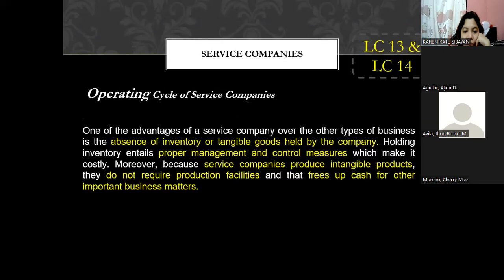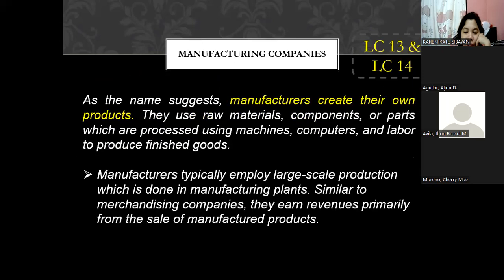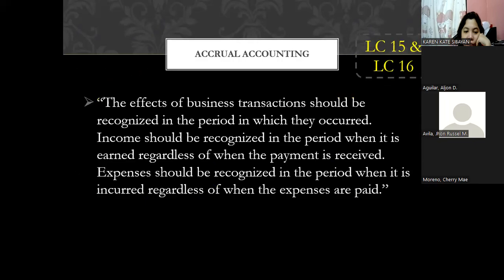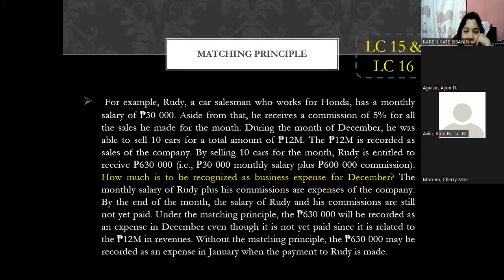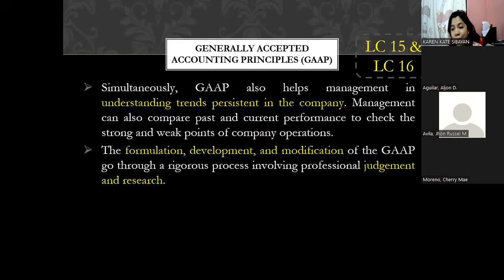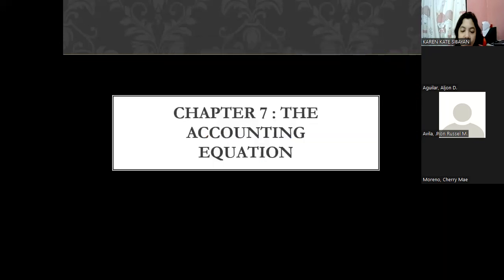So last time we have discussed the functions, nature, history of accounting, its concepts, and principles. So today we're going to discuss naman the accounting equation and the 5 major accounts.